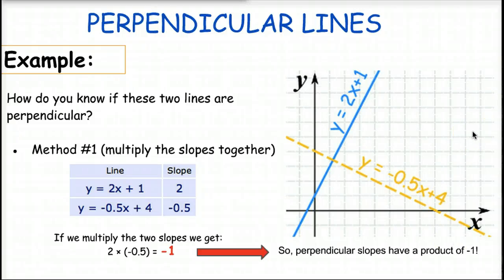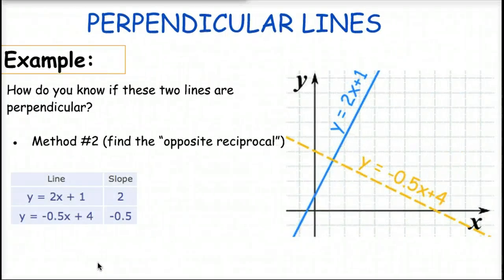There's two methods. The first method is just multiply the slopes together. So, in line 1, our slope is 2, and in the orange dashed line, we'll call that line 2, our slope is negative 0.5. If we multiply those two slopes together, 2 times negative 0.5, we end up with negative 1. And that means that these are perpendicular slopes. So anytime you multiply the slopes together and you get negative 1, that means our slopes are perpendicular. Okay, so that's a quick way to check.